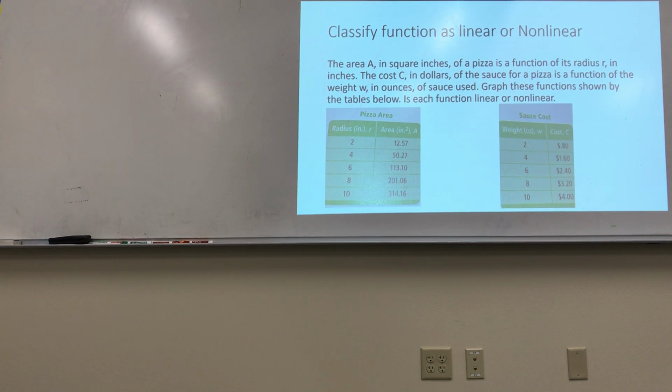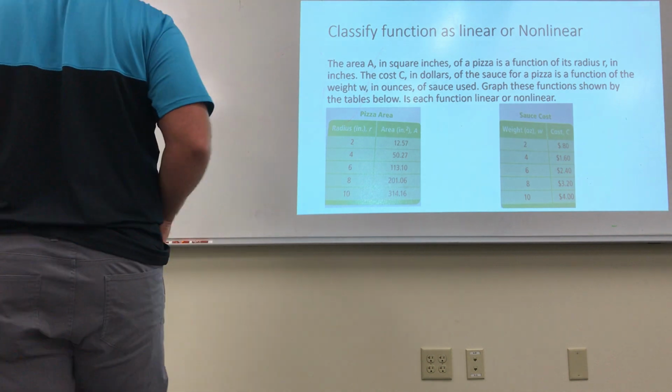The area A in square inches of a pizza is a function of its radius r in inches. The cost in dollars of the sauce for a pizza is a function of the weight in ounces of sauce used. Graph these functions shown by the table. Is each function linear or nonlinear?